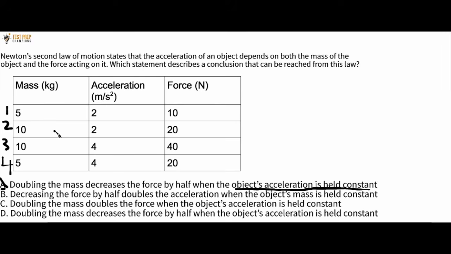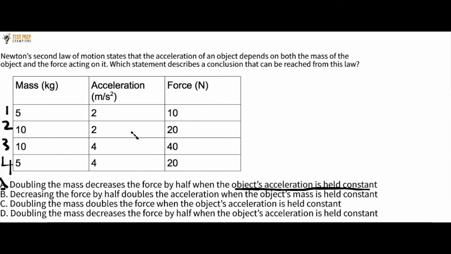So let's look at 2 and 3 here. Decreasing the force by half doubles the acceleration. So we want to look at the force in case 2 and 3, and we see that in case 3 it's 40, but in case 2 it's 20. So effectively the force has been cut in half when we look at case 2 compared to case 3. How does the acceleration change? Well, in case 2, the acceleration is 2. So it looks like when we held the mass constant and cut the force in half, the acceleration was also cut in half.